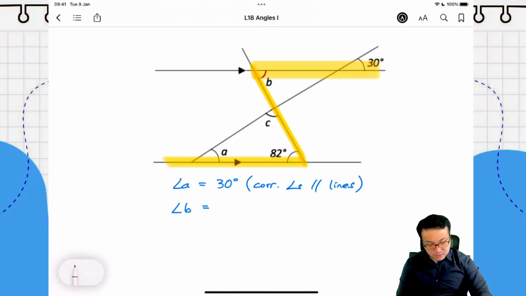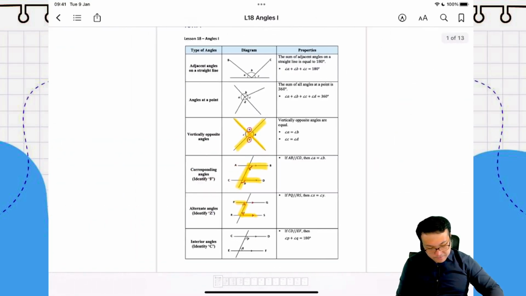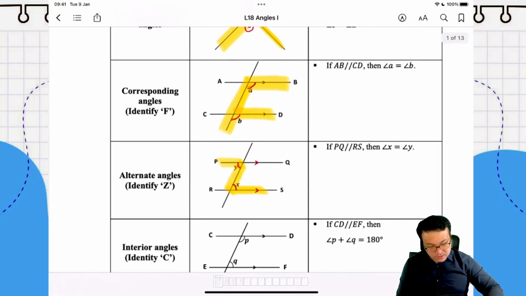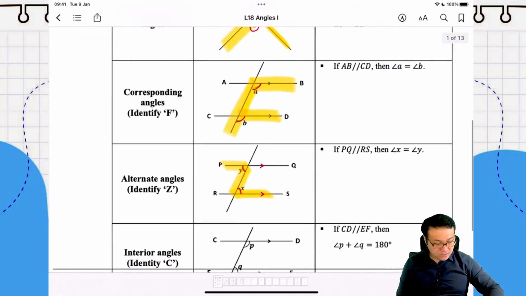There you go, here. Right? So if there's a letter Z here, what rule are we using? Alternate angles. Very good, Cadence. Yeah, you got it. Everyone look here. Letter Z. Can you see? Alternate angles. And you can say it's on the parallel line.